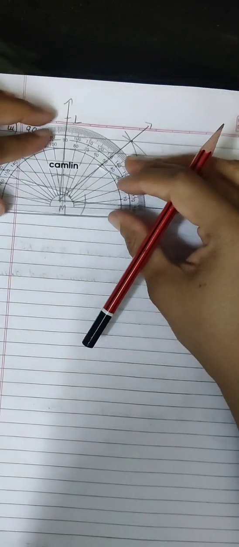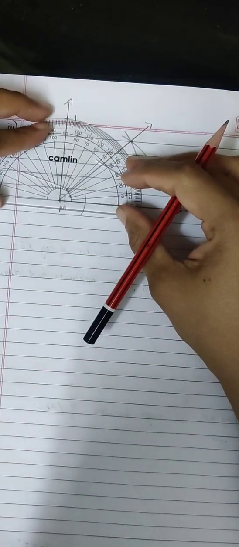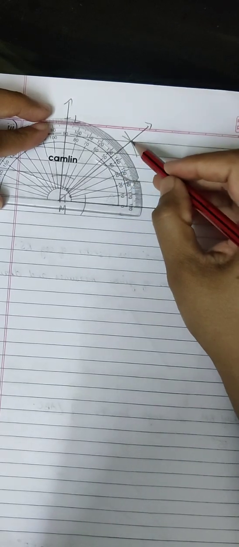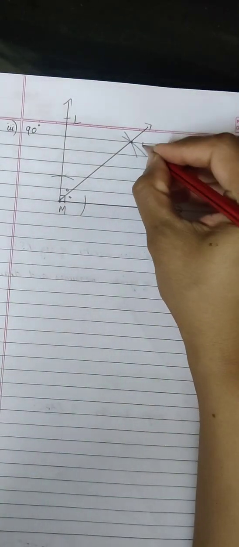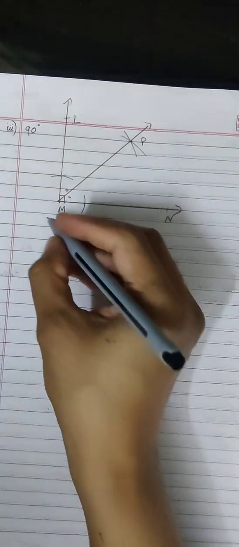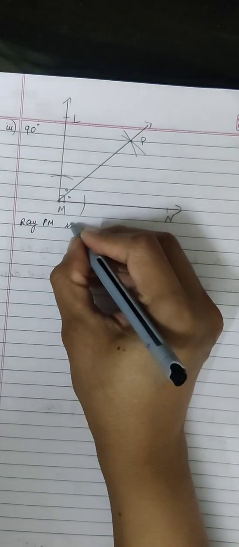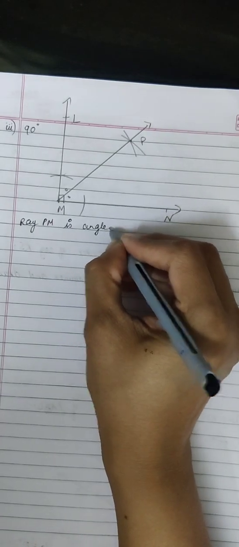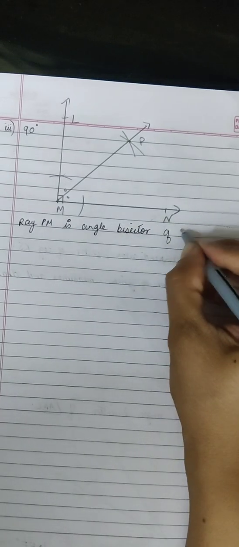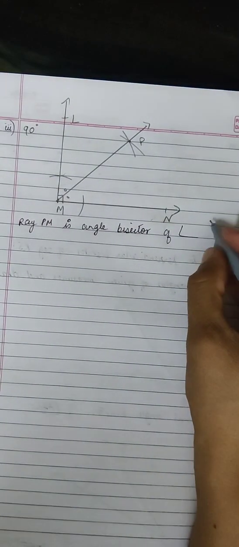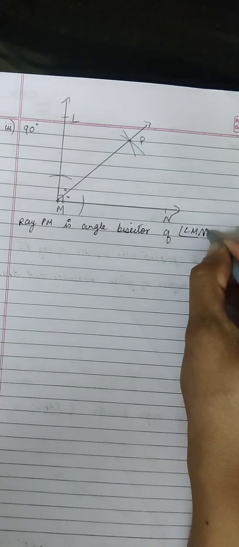So this is your perpendicular bisector. You can cross check. See, it is exactly on 45. So this is the angle bisector, and naming this as P, you can write ray PM is the angle bisector of angle LMN.